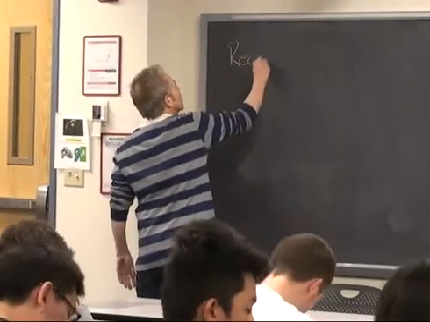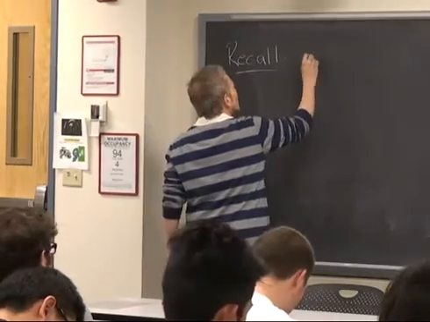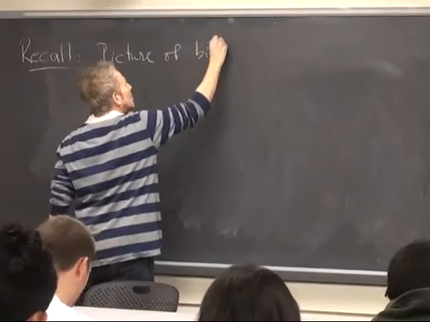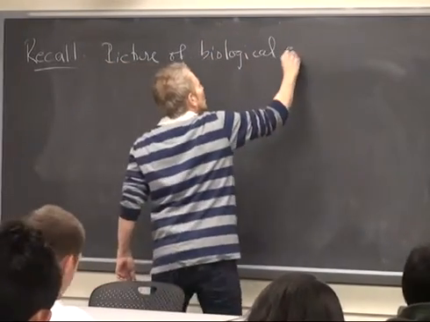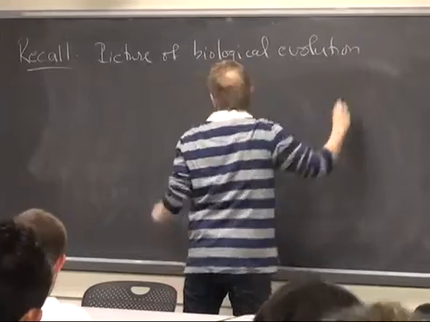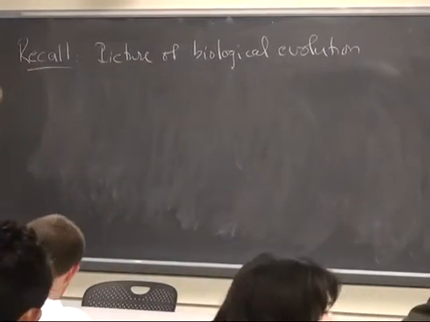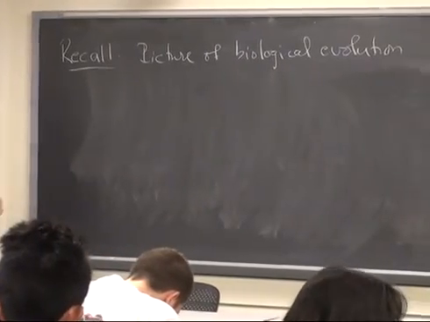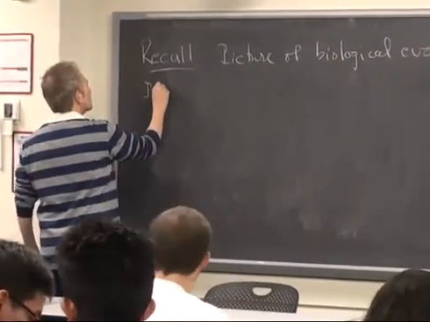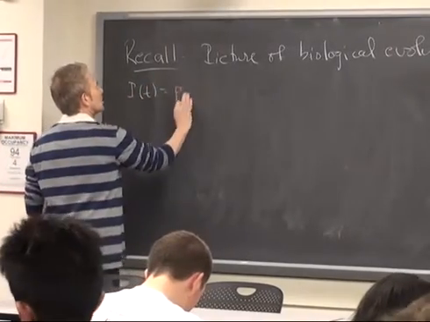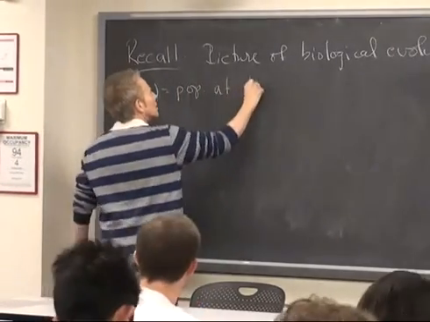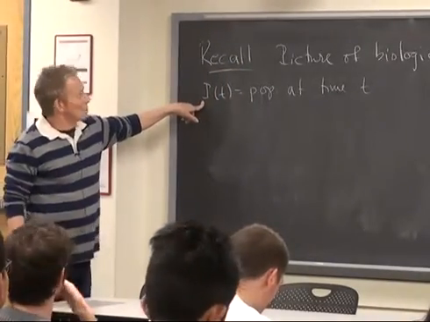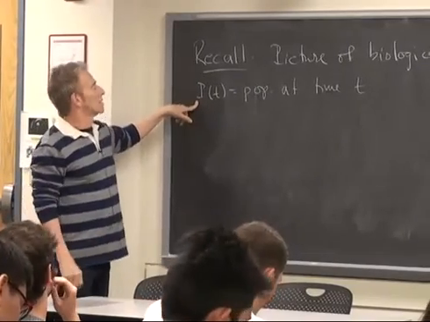So, remember that we had this sort of stripped down picture of biological evolution. And it's stripped down for many reasons, one of which is that we think of time as being discrete instead of continuous. And you have a population P of t. So that's the population at time t. And this is a set of individuals, each of which has a type.